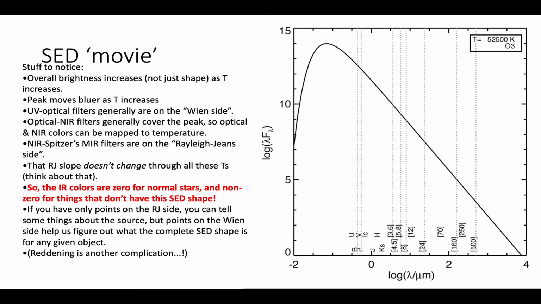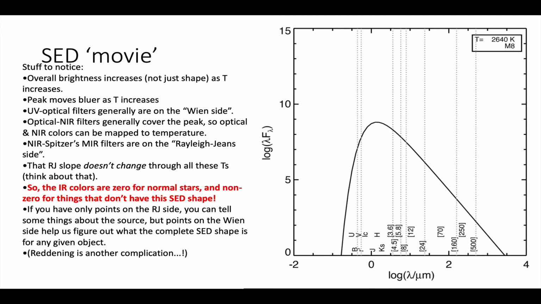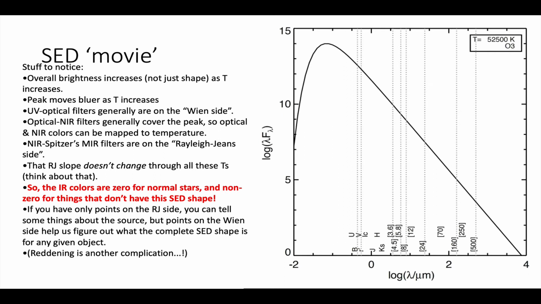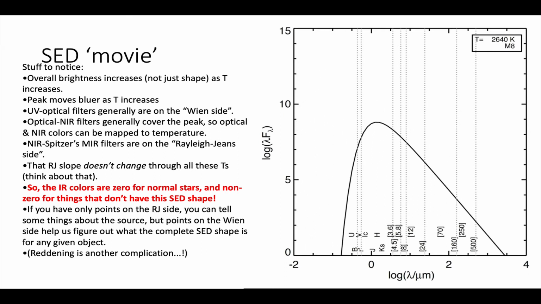For hotter stars, it gets brighter, but the ratio doesn't change because the slope doesn't change. So the fact that that Rayleigh-Jeans slope doesn't change through all of those temperatures means that the IR colors are 0 for anything that looks like a blackbody. In other words, stars without dust. The infrared colors are not 0 for things that don't have this SED shape. So if all we had were IRAC points, we'd be kind of stuck because we would only be sampling the Rayleigh-Jeans side of the curve.